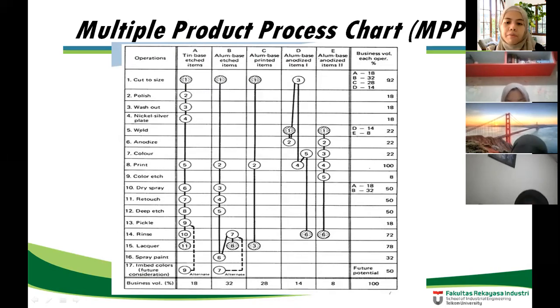So after we found this, let's say our company produces A, B, C, D, E, five products at the same time, and the products will go to several operations.